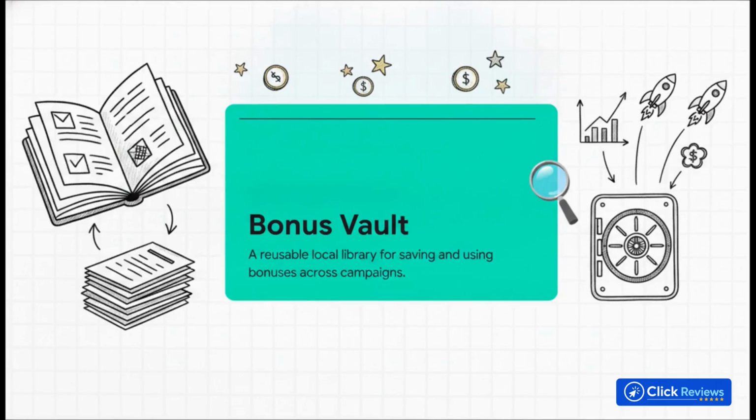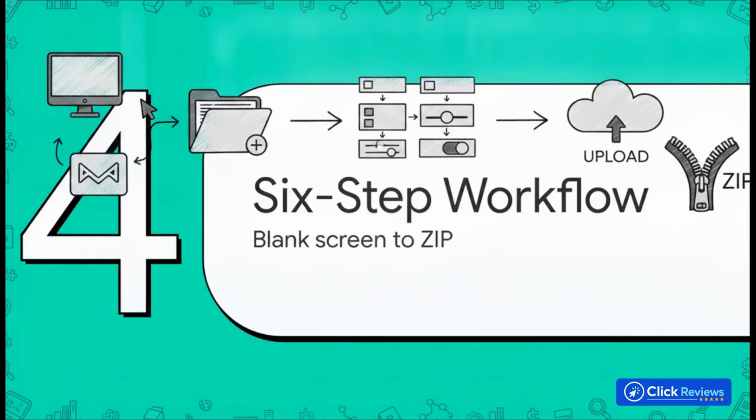Say you make a killer checklist or a great swipe file for promotion today. You just save it right here. Over time, this creates a massive compounding effect for active affiliates. You can literally just drop your best previously made bonuses into brand new campaigns, which vastly speeds up the whole workflow.